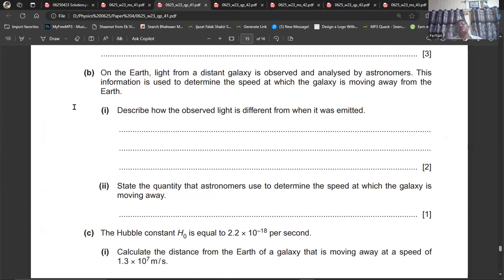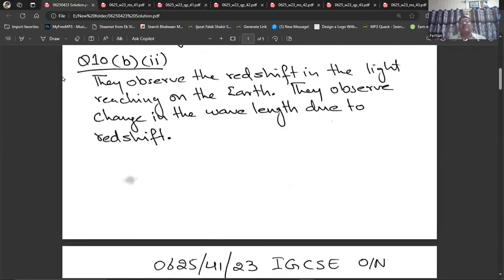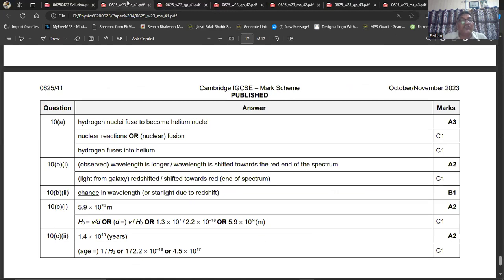So the astronomers basically observe the change in the wavelength of the light. They observe the redshift in the light reaching the Earth. They observe the change in the wavelength due to redshift. So, change in the wavelength of starlight due to the redshift.